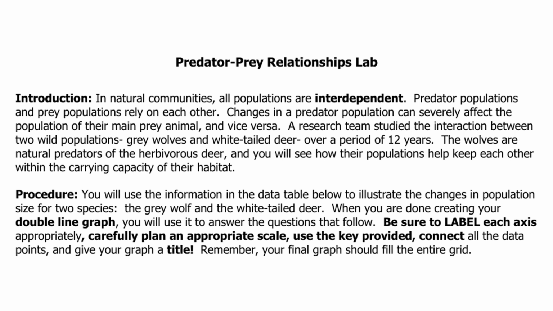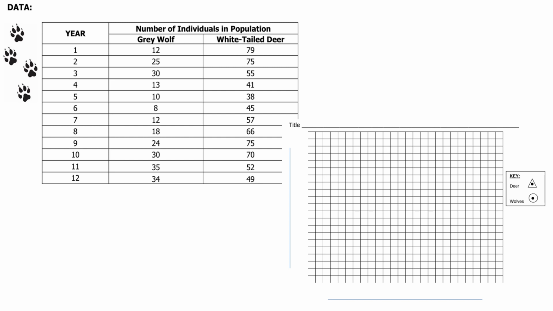Okay, so let's look at the data table and the graph together. Okay, so here you have your data table. All right, you're going to, again, make a double line graph. So you need to know which one's your X, which one's your Y. You need to then create appropriate axes. Okay, so you're going to label your axes, and then you're going to create your numbers for your axes.